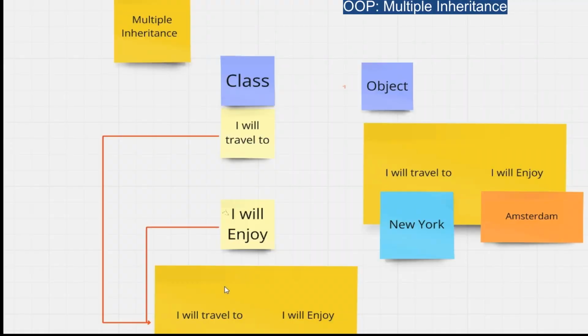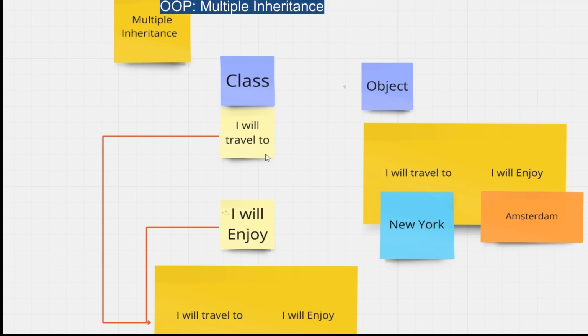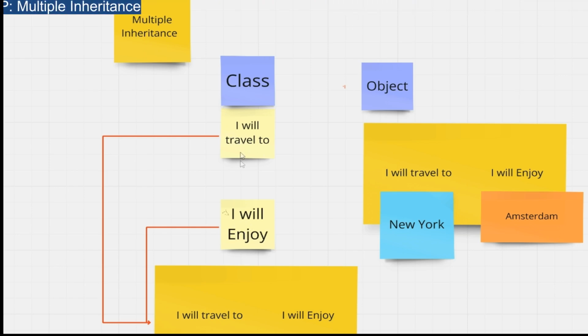Similarly, multiple inheritance will work following the same logic. Two or more classes to one class. I will travel to. I will enjoy. I can inherit from these two classes to a new class which contains I will travel to and I will enjoy. And then I create an object with reference to this class, passing the destinations, New York and Amsterdam, to have the two sentences within this object. I will travel to, I will enjoy, as two sentences out of this. This is multiple inheritance. I'm inheriting to a class from several classes.